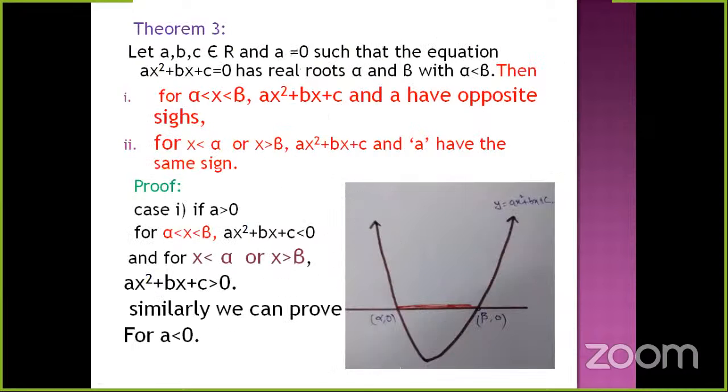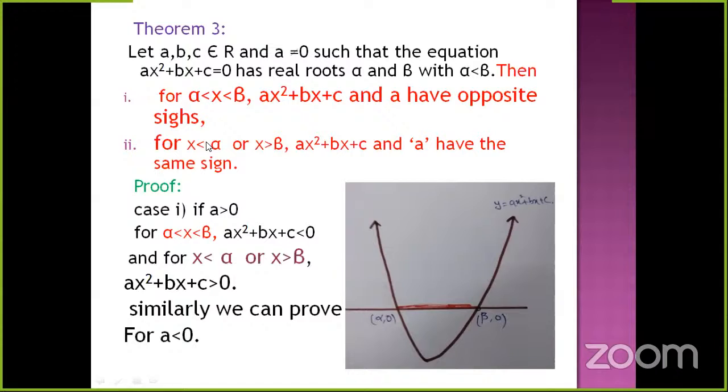Now let us check the third condition, that is delta is greater than 0. See theorem 3. Let a, b, c belong to R and a not equal to 0 such that the equation ax square plus bx plus c is equal to 0 has real roots alpha and beta with alpha less than beta. Then see the first condition: for alpha less than x less than beta, that is if x lies between alpha and beta, then ax square plus bx plus c and a have opposite signs.